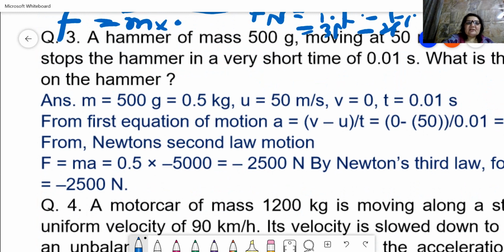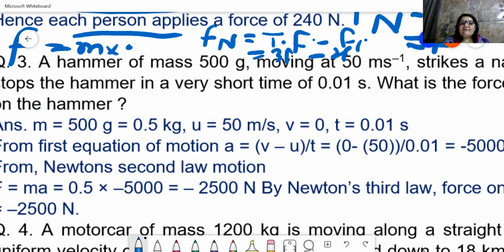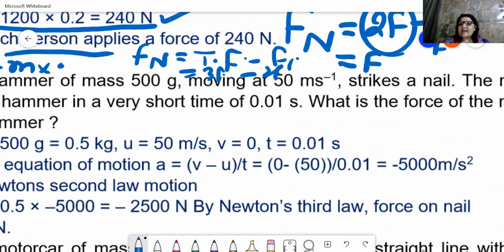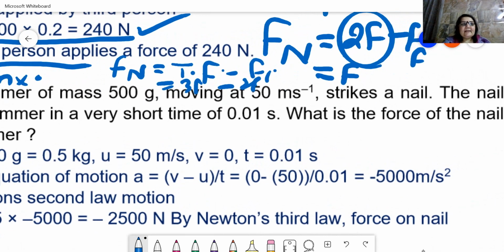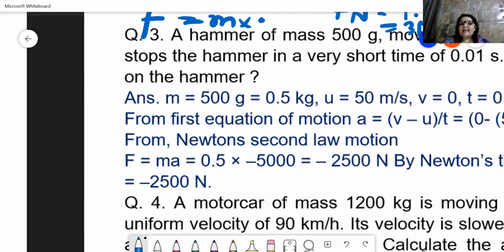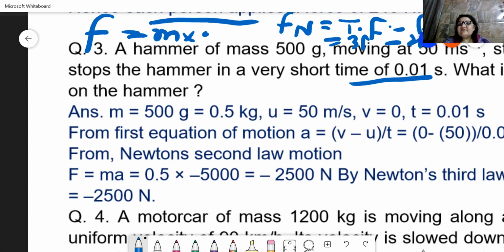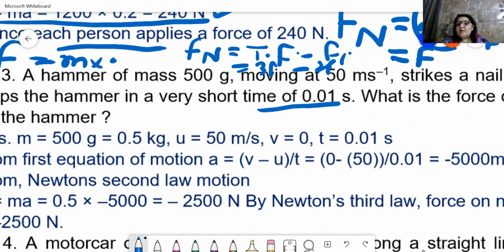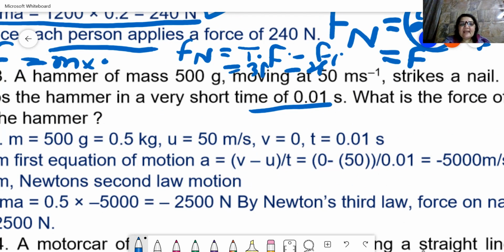Now we come to question number 3. A hammer of mass 500 gram moving at a speed of 50 meter per second strikes a nail, and the nail stops the hammer in a very short time of 0.1 second. What is the force which is produced by the hammer?